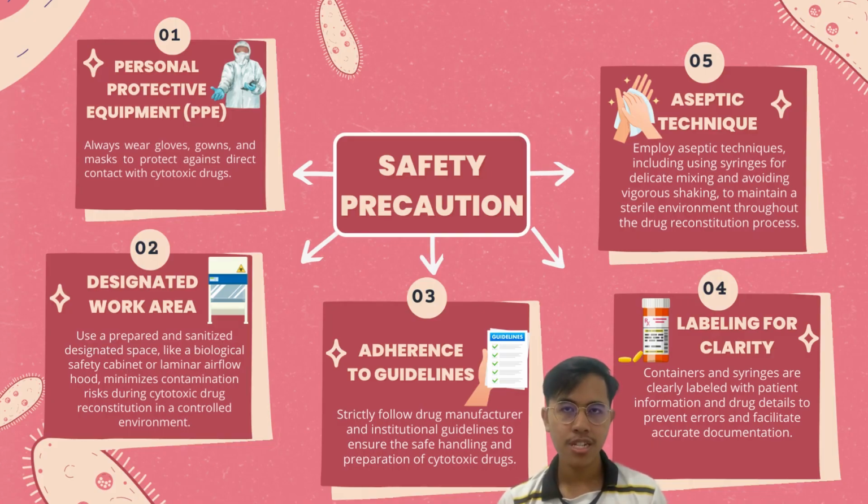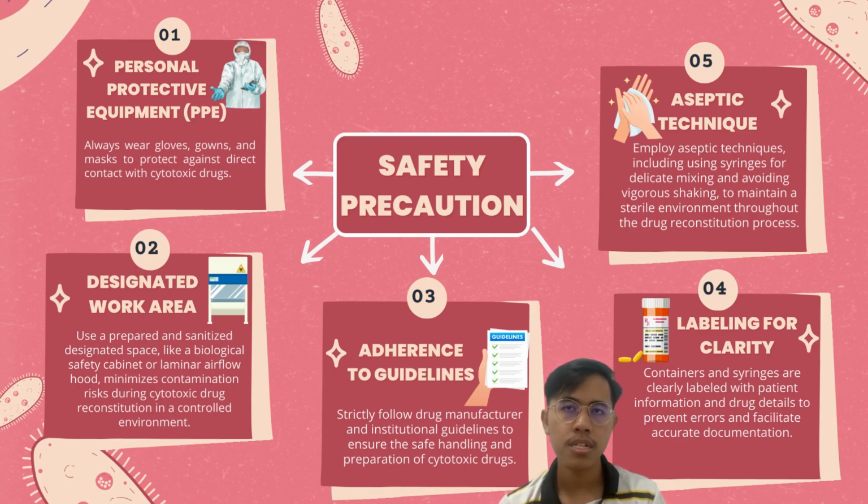Safety precautions during cytotoxic drug reconstitution. The first one is personal protective equipment, which is PPE. Always wear gloves, gowns, and masks to protect against direct contact with cytotoxic drugs. The gown and masks are essential to provide additional layers of protection against any potential splashes or airborne particles.